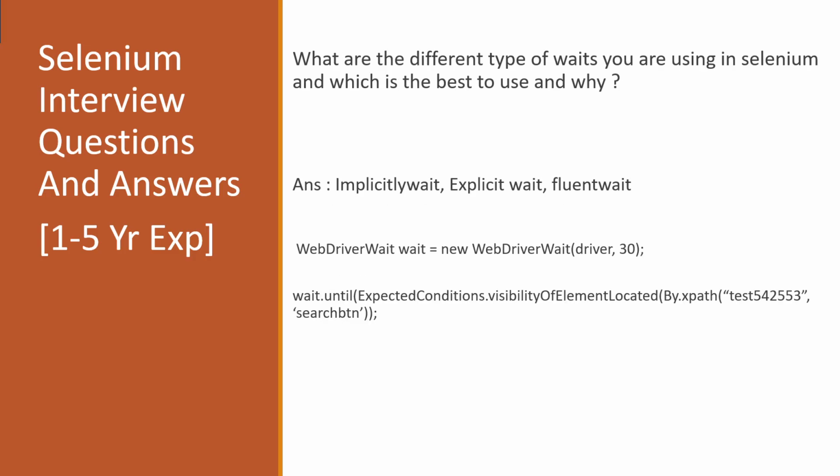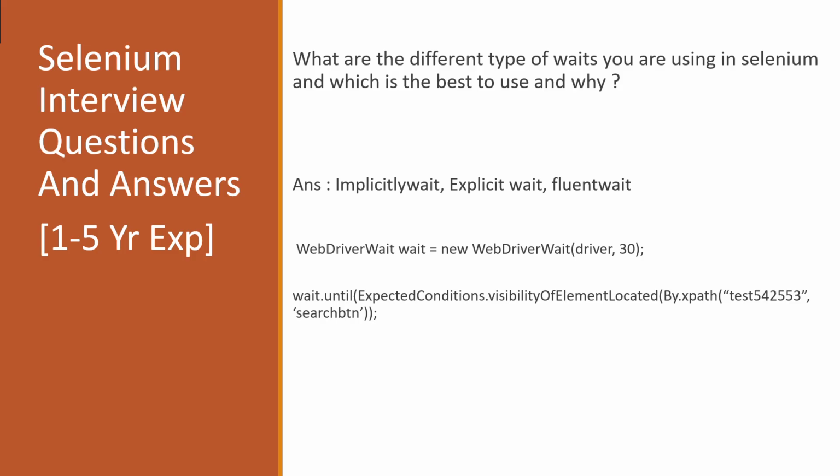Next is, what are the different types of waits you are using in Selenium and which is the best to use and why. You can tell there are different kinds of waits: implicit wait, explicit wait, and fluent wait. But if you ask me the best wait, then obviously you should use explicit wait. Implicit wait is by default a global wait. If you don't give an implicit wait, by default it is applicable and implemented in your project in Selenium. So it's better to use explicit wait.